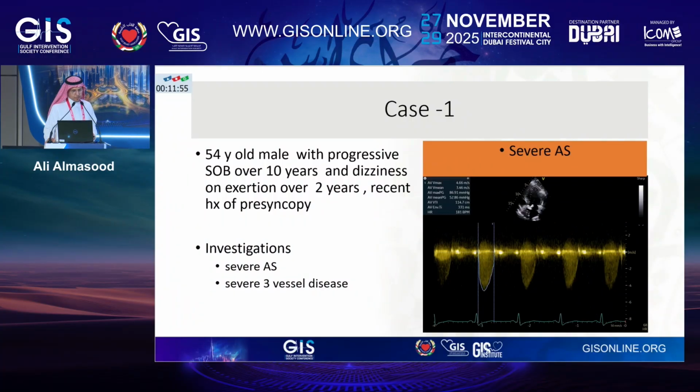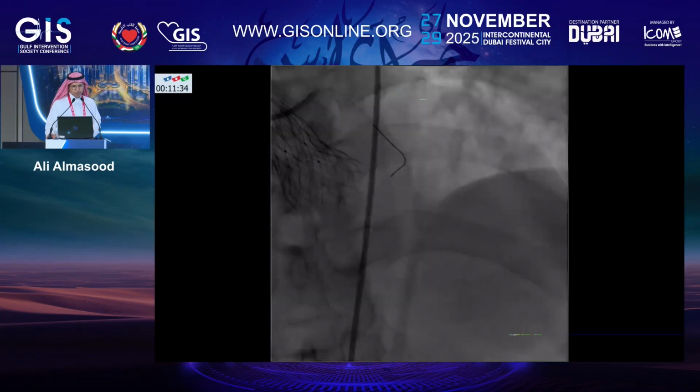So first patient is a 54-year-old man with progressive shortness of breath over several years. He was found to have severe calcific aortic stenosis, bicuspid valve, plus 3 vessel disease. He was refusing surgery for 3 years. We tried to convince him. He went to many hospitals. Then for compassionate indication, we decided to do TAVI and target the PCI.